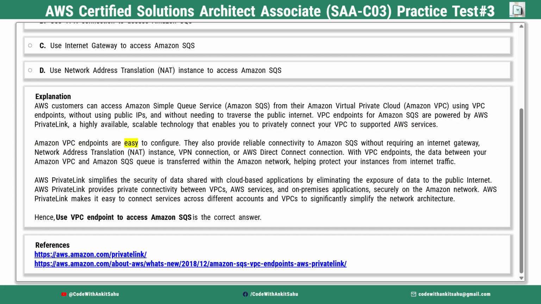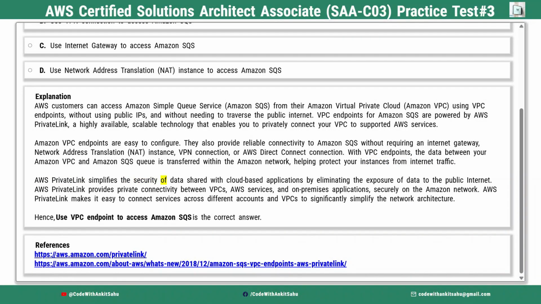Amazon VPC endpoints are easy to configure. They also provide reliable connectivity to Amazon SQS without requiring an Internet Gateway, Network Address Translation, NAT, instance, VPN connection, or AWS Direct Connect connection. With VPC endpoints, the data between your Amazon VPC and Amazon SQS queue is transferred within the Amazon network, helping protect your instances from internet traffic.